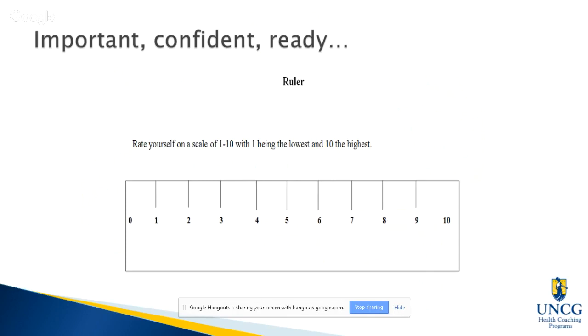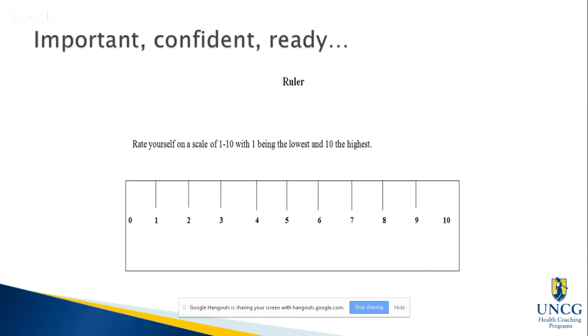So, for instance, you might ask your client, what makes you an 8 and not a 7? And the reason for asking a question framed that way is that it can help build the client's self-efficacy. So you're getting them to explore and reflect on why they are confident in their goal for that week. Building their self-efficacy.